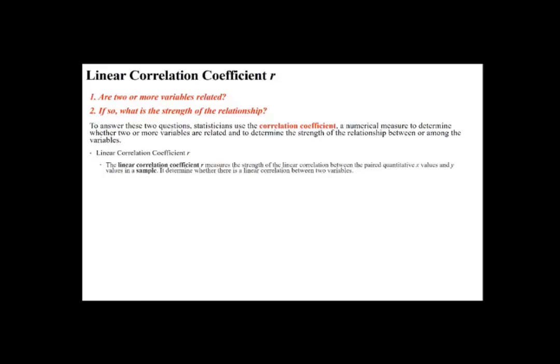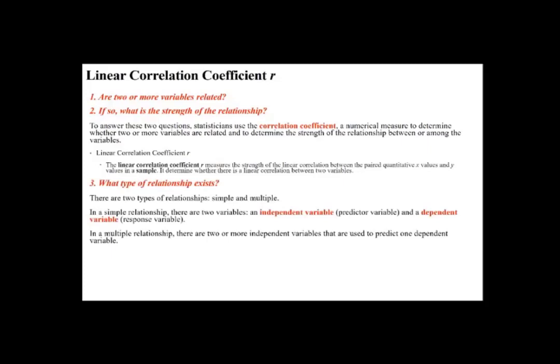It determines whether there is a linear correlation between two variables. There are two types of relationships, simple and multiple. In a simple relationship, there are two variables, an independent variable, predictor variable, and a dependent variable, response variable. In a multiple relationship, there are two or more independent variables that are used to predict one dependent variable. There may be more than one independent variable.